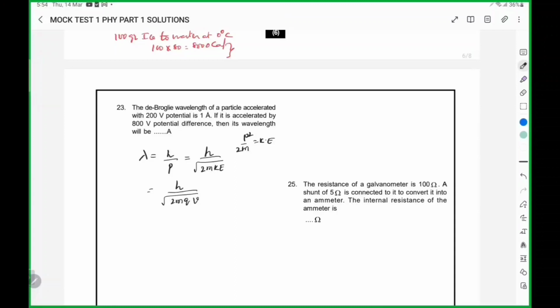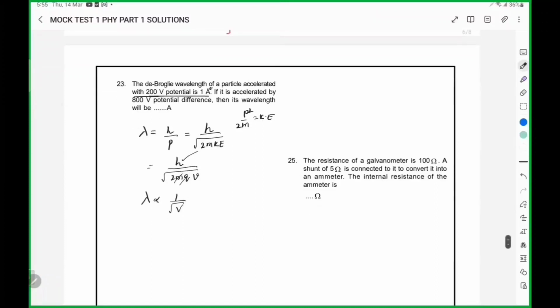Now here it is given that if it is accelerated with this potential, then the wavelength is 1 angstrom. So here h is constant, m is constant, and the charge of the particle is also constant. Lambda is simply dependent upon the applied potential. Lambda 1 by lambda 2 is root of V2 by V1, which is 800 by 200, which is 4, so the root is 2. So lambda 1 is 1, so lambda 2 will be 0.5 angstrom units.